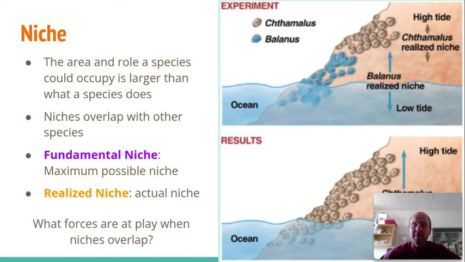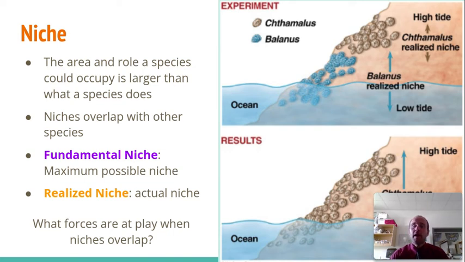And when we're talking about niche, it's important to remember that a fundamental niche is everywhere you could live. So most organisms could live more places than they actually do. But because those niches will start to overlap with other organisms, they have a much smaller realized niche, or where they actually live.